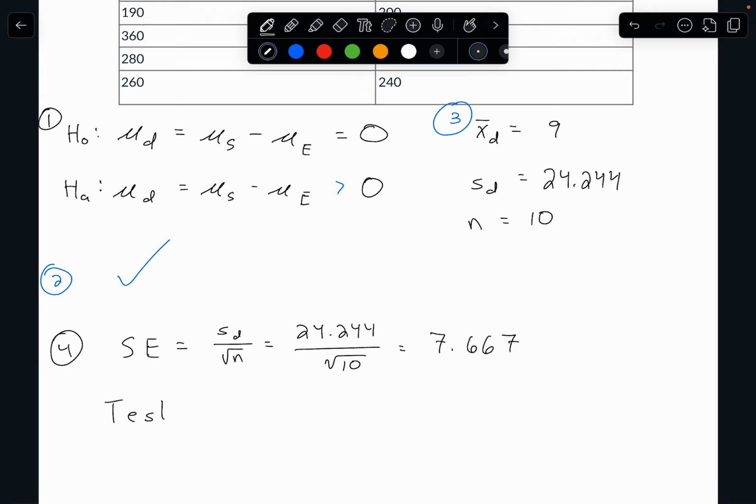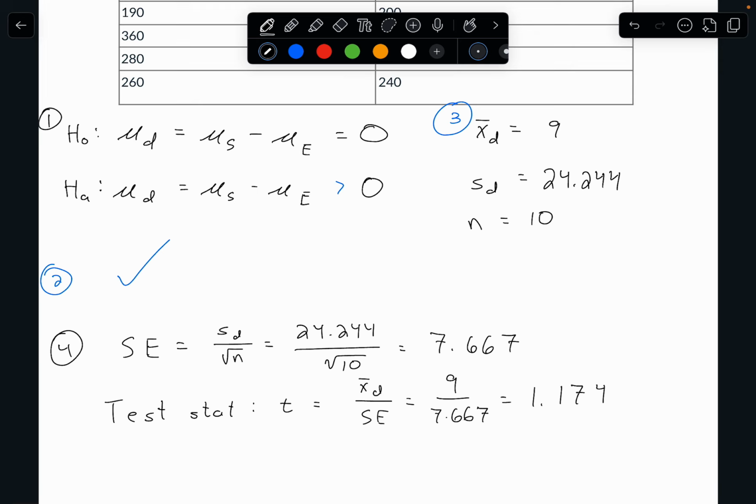So our test statistic is a t-value. Remember, we're working with our t-distribution here. And we're going to take X bar sub D divided by our standard error. So our X bar sub D, we said that was 9 from way back up here, divided by our standard error, which we just found as 7.667. So we're going to go ahead and divide these two out. 9 divided by 7.667. And I ended up with 1.174, rounding to 3 decimal places here.